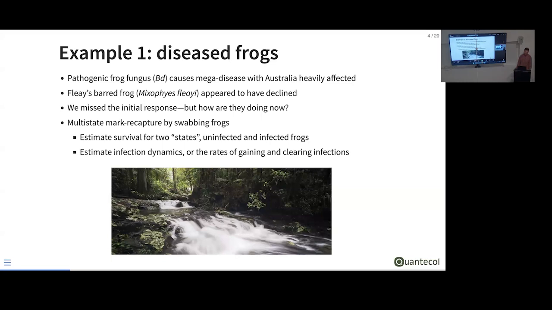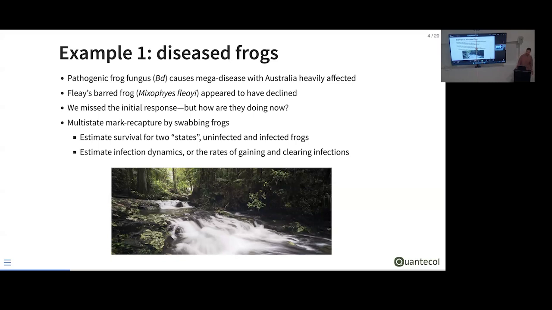Australia was pretty heavily affected. It most likely came in through the port of Brisbane, and everywhere it went, basically the species that were very susceptible went extinct within a few years. Others are still hanging on by a thread. And then there's other ones that probably initially declined and seem to have recovered since.